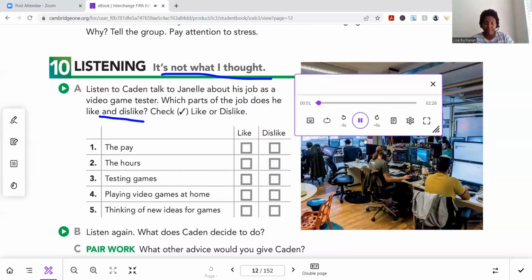Page 12, Exercise 10, Listening. It's not what I thought. Part A. Listen to Caden talk to Janelle about his job as a video game tester. Which parts of the job does he like and dislike? Check like or dislike.